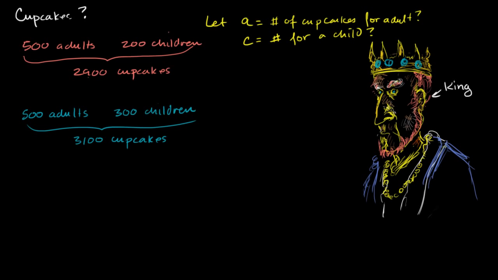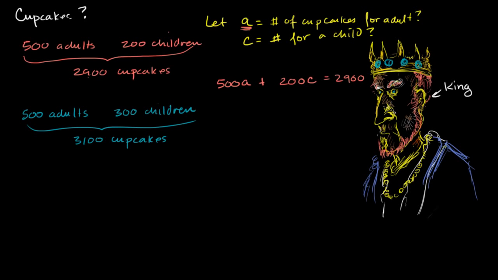So let's think about this orange information first. How could we represent this algebraically? Well, let's think about how many cupcakes the adults ate at that party. You had 500 adults, and on average, each of them ate exactly A cupcakes. So the total number of cupcakes that the adults ate were 500 times A. How many did the children eat? Well, same logic. You had 200 children, and they each ate C cupcakes. So 200 times C is the total number of cupcakes that the children ate. Well, how much did they eat in total? Well, it's the total number that the adults ate plus the total number that the children ate, which is 2,900 cupcakes. So let's do that.